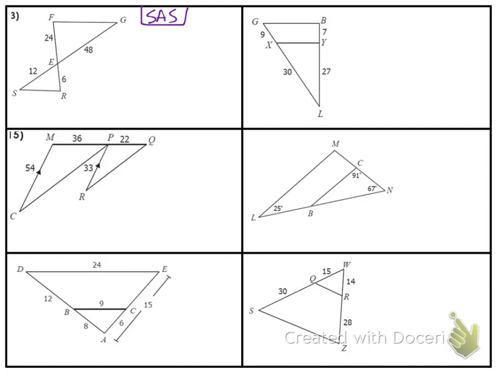Next, let's go to side, angle, side. In side, angle, side, we need to first make sure we have our angles taken care of. So angle SER is congruent to angle GEF. Reason being is vertical angles. Then I need to set up my sides to show that they're proportional. So 6 is to 24. We go 6 to 24 as 12 is to 48.